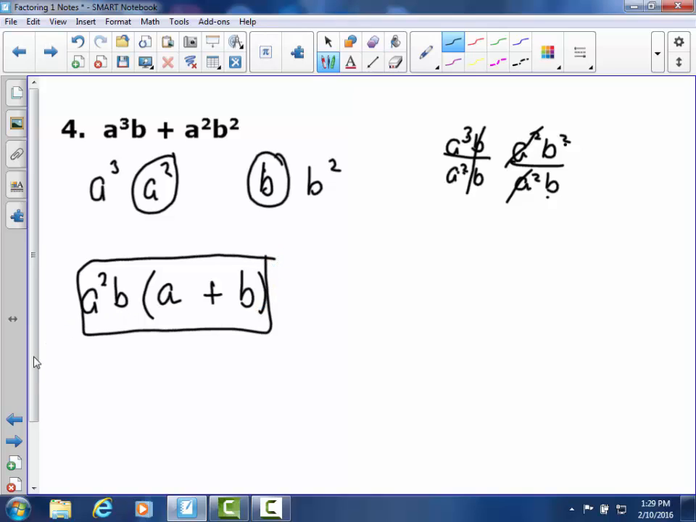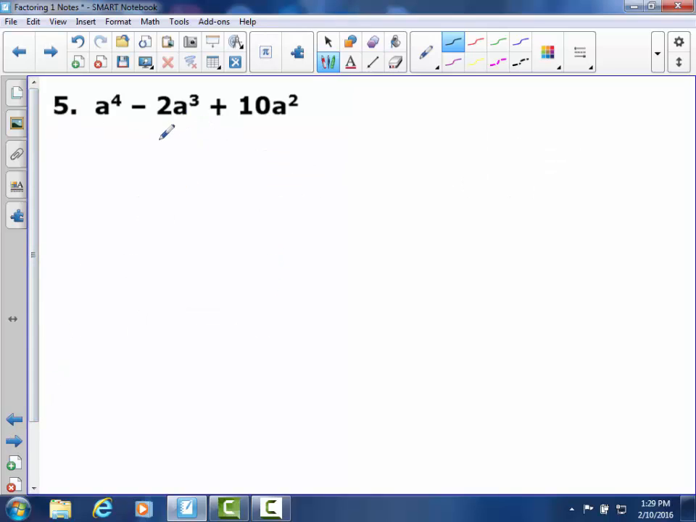Okay, let's try another one. Okay, so I'm looking here. 1, 2, and 10 are my coefficients. So 1 times 1, 1 times 2, 1 times 10, 2 times 5. That's all my factors. The only number they all three have in common is the 1. Okay, so that means you can write 1 down if you like, but usually we don't. But I'll go ahead and write it down so we can show what we're doing.